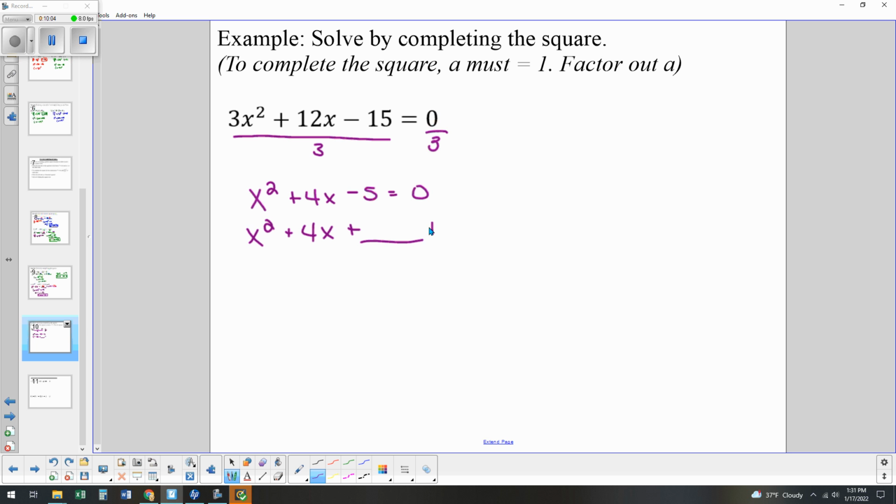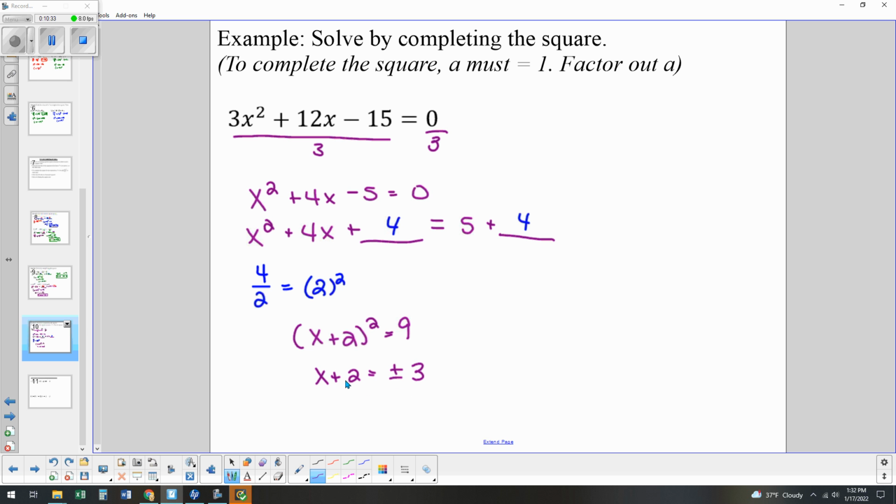All right, leave a spot for what we don't know. So we cut that 4 in half, and then we square it, and we get 4. So x squared plus 4x plus 4 is really x plus 2 squared, and 5 plus 4 is 9. So take the square root of both sides. We get plus or minus 3. So subtract 2. We have negative 2 plus 3, and negative 2 minus 3. So x would equal 1 or negative 5.